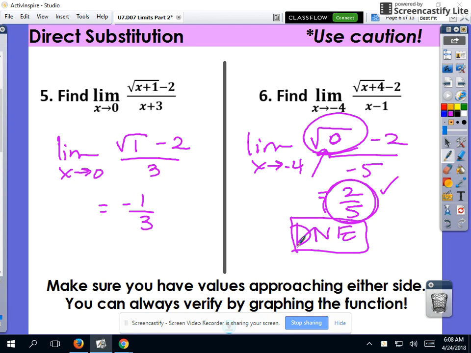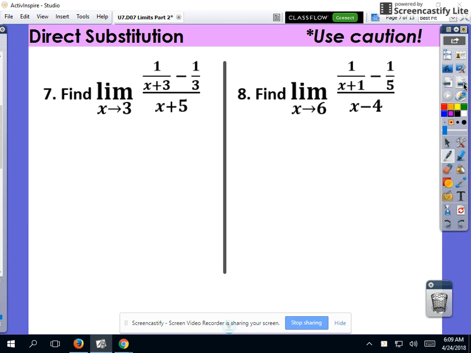Now for number 5, we were fine with that. That solved correct. If you look at this, we're getting square root of 1, not square root of 0. So just red flag, if you have square root of 0, that means that the graph will stop at 0. All right, let's do some more direct substitution. Go ahead and pause the video and try these two. Ready, go.